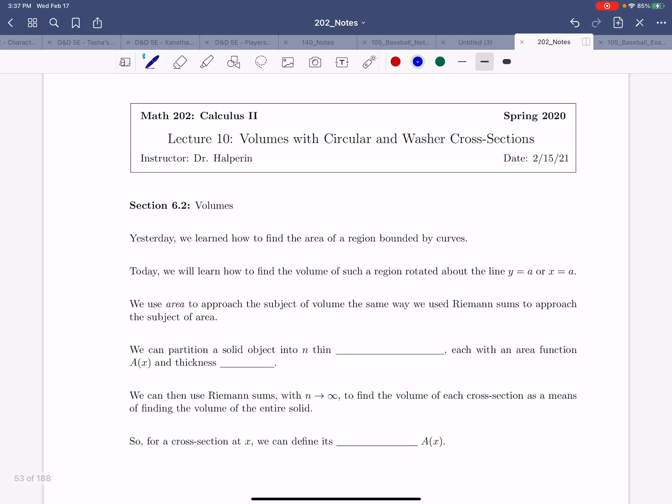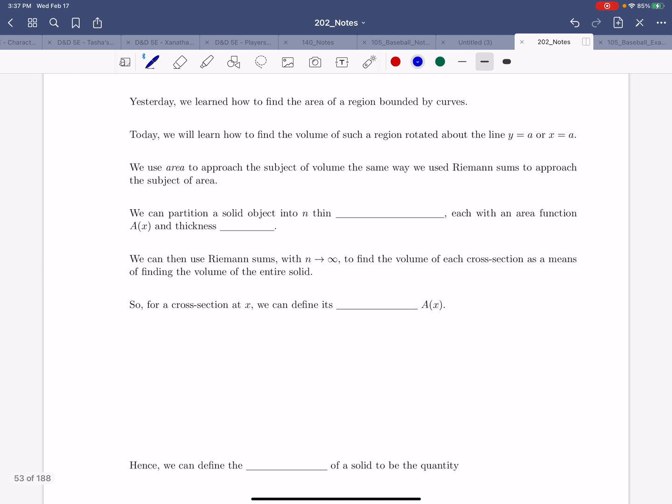Hey everyone, let's apply integration and the area between curves together to find the volume of certain solids of revolution. What we're going to do is consider the x and y axes and some curve y equals f of x. And to create a solid, we're going to rotate this curve about, let's say, the x-axis.